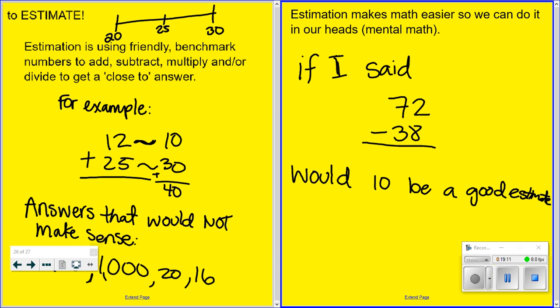So we answered them? 72 minus 38. Would 10 be a good estimate? Is 10 going to be close to the right answer? That's what I want to know. Well, it's moving in the right direction, right? If I'm subtracting, I'm usually going down. So that's good.